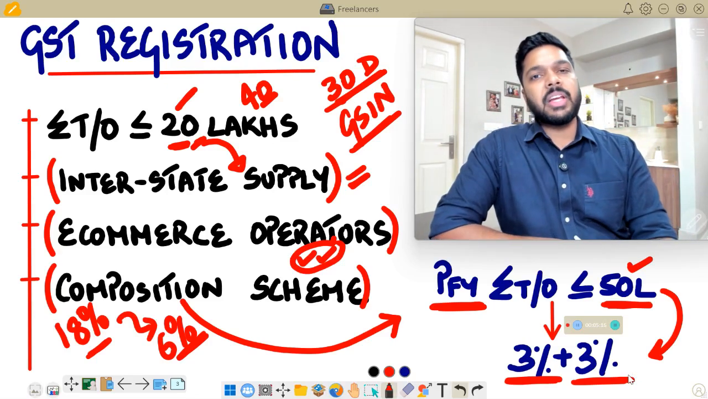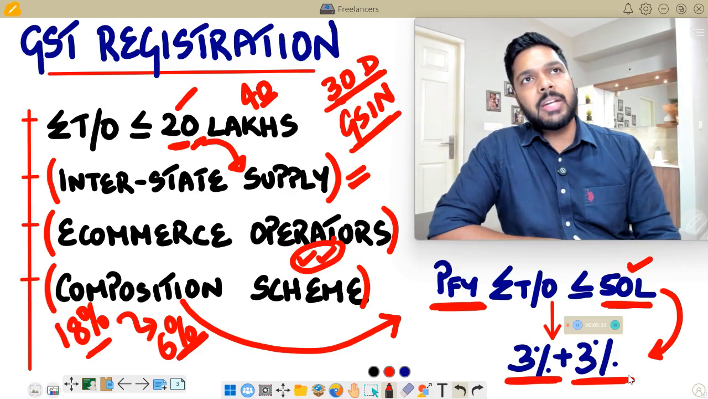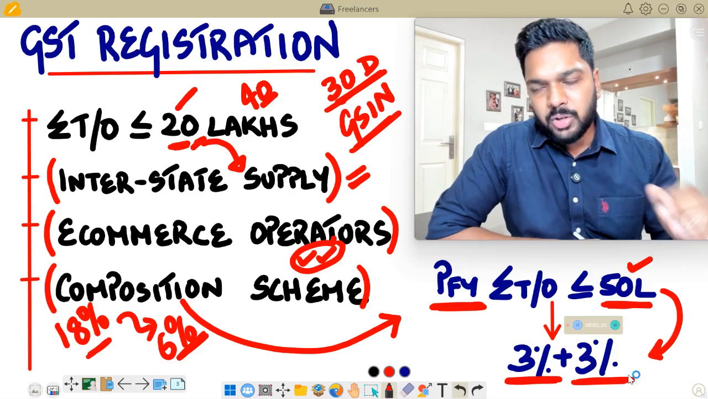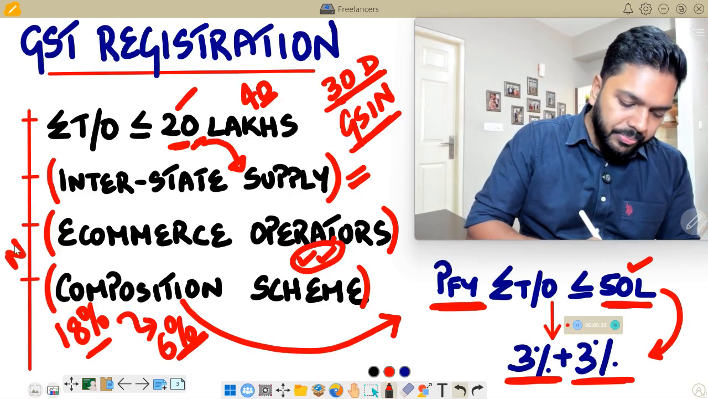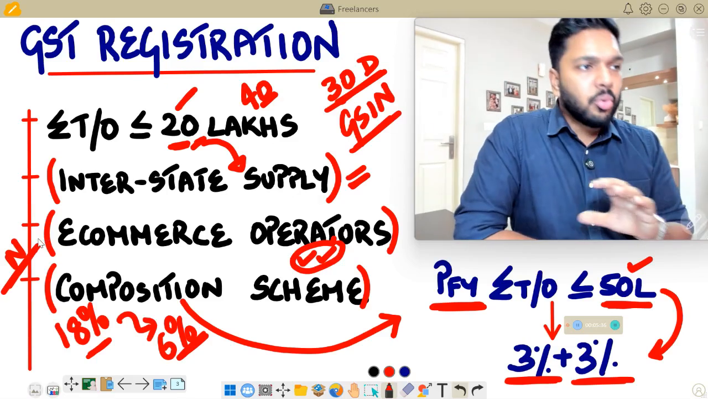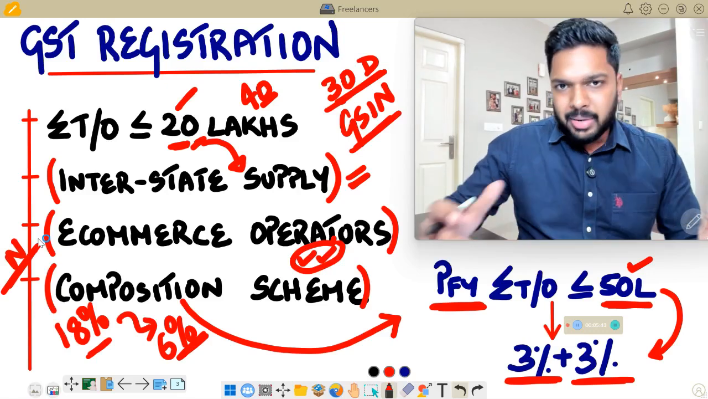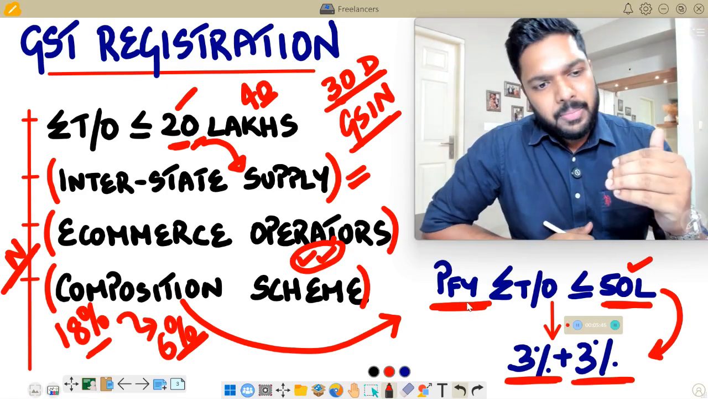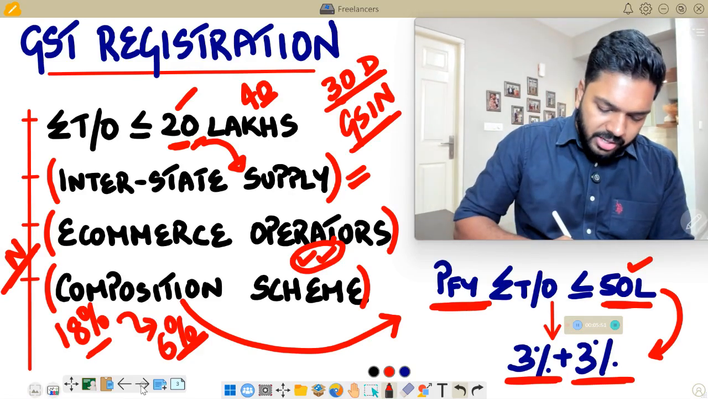Now, mostly what happens is for freelancers who are doing online business, online professional services, it so happens that you end up providing services to people outside your state as well. So it becomes an interstate supply. And then you cannot go for composition, you should go for the normal scheme only. But if you are a freelancer providing online services only to the people within your own state, then it becomes an intrastate supply only. You can still be under the composition scheme provided your turnover threshold stays within the limit of 50 lakhs in the preceding financial year. This was about GST registration.